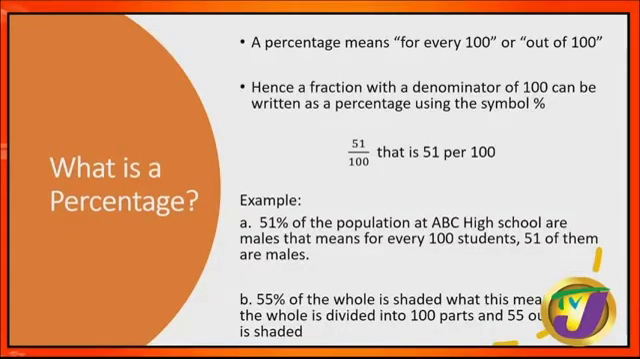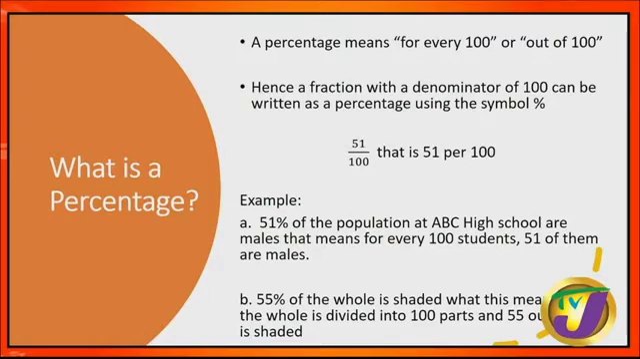A percentage means for every 100 or out of 100. Hence, a fraction with a denominator of 100 can be written as a percentage using the % symbol as seen on the screen. 51/100 is 51 per 100. Example, if 51% of the population at ABC High School are males, that means for every 100 persons, 51 of them are males, right? Correct.